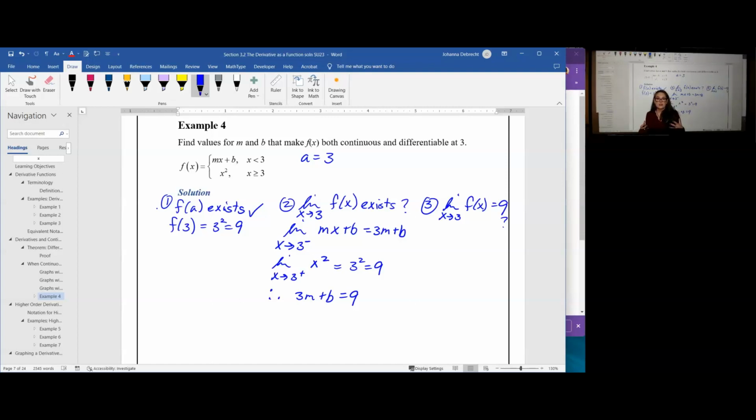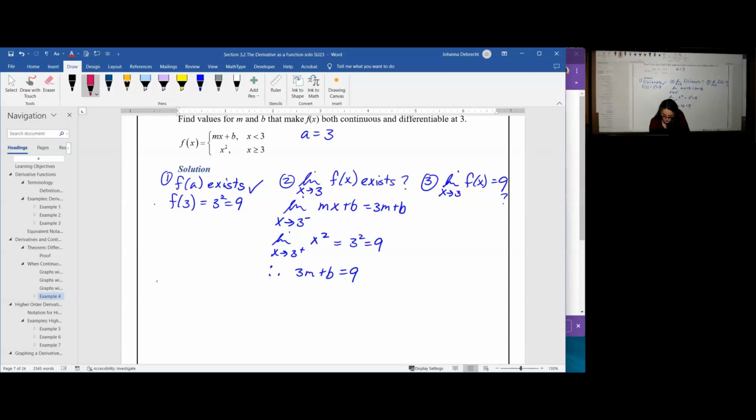Now we need to use the differentiability at 3. To be differentiable at 3 means that the limit of the difference quotient exists. Let's go ahead and write down that one at this time. I'll change colors so it contrasts a little bit.